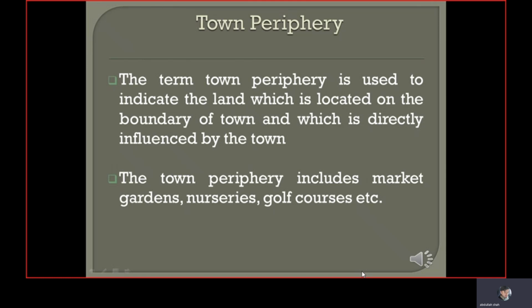The boundary of the town is called the town periphery. Town periphery is often designated for forestry, gardens, playgrounds such as golf courses. Sometimes the term green belt is also used for town periphery.